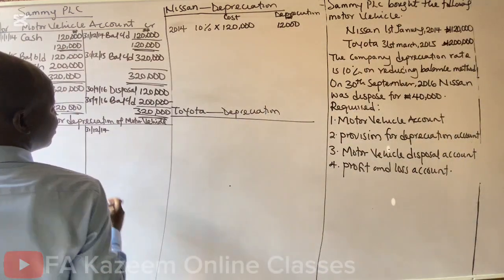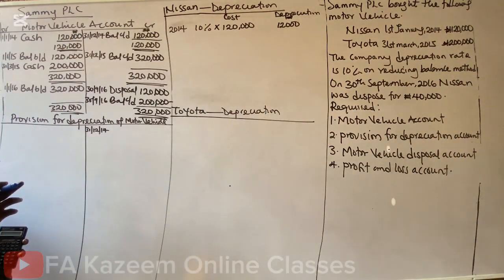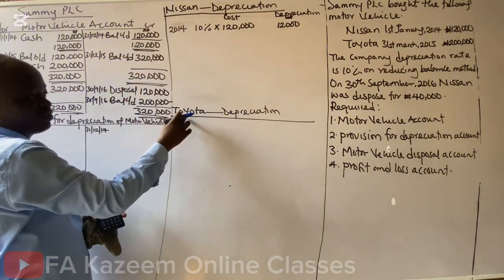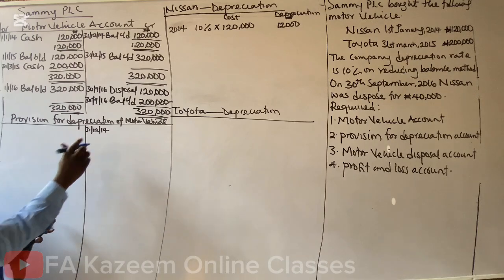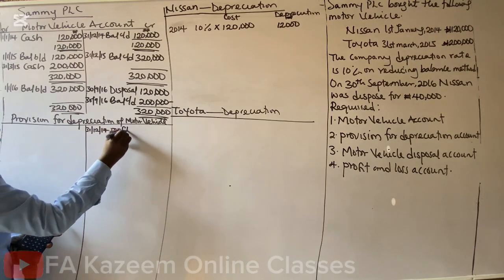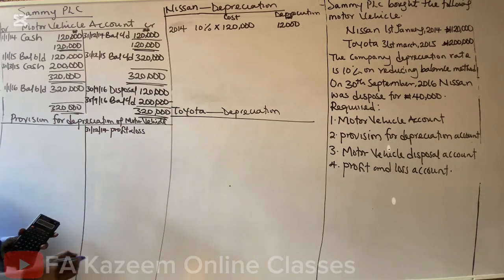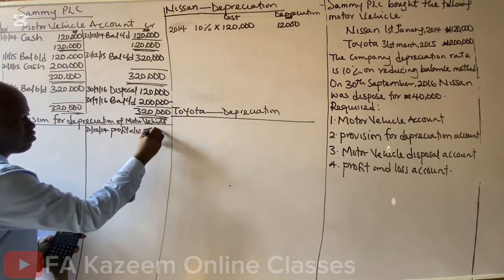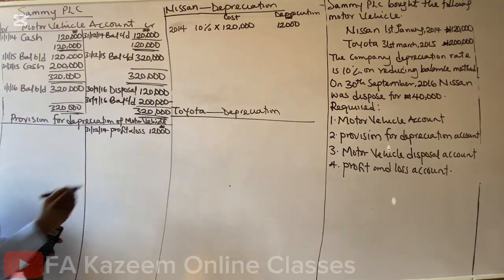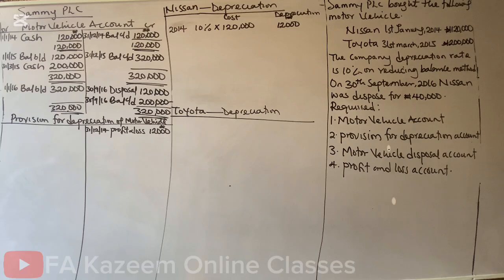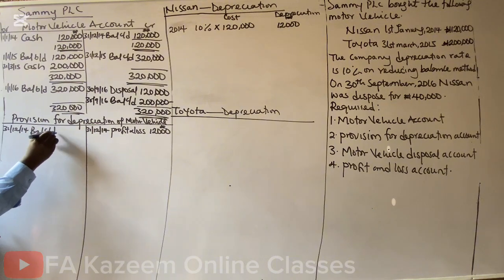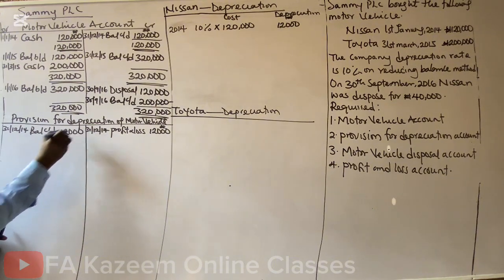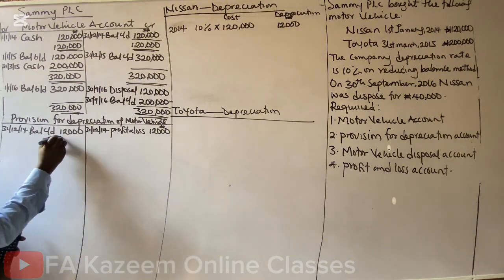In that case, as at 2014, they only have Nissan. They don't have Toyota. We only set aside money for Nissan, and that is from our profit and loss, 12,000 naira. There's no issue about that. We'll come here on 31st 12 2014, balance carried down 12,000 and close the account.